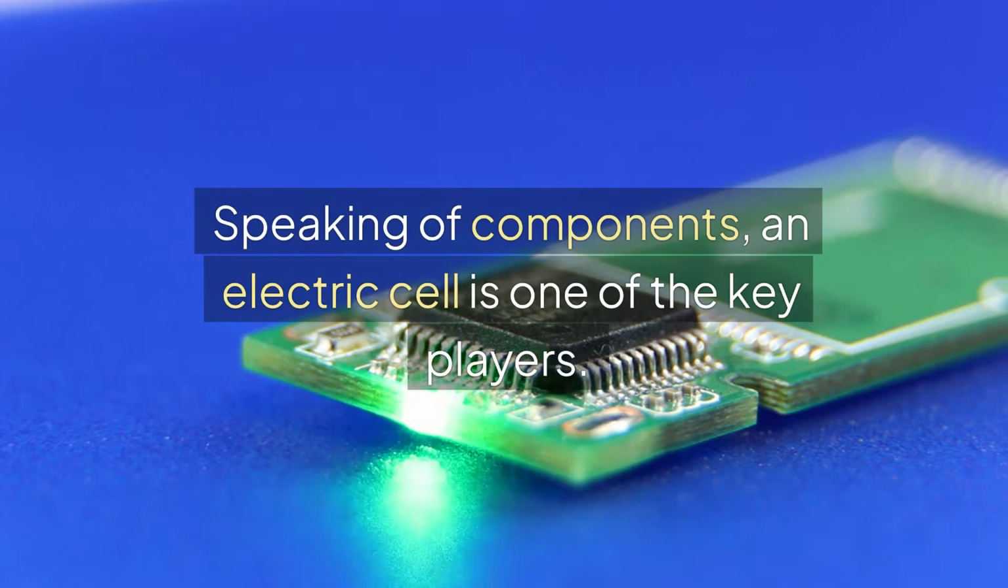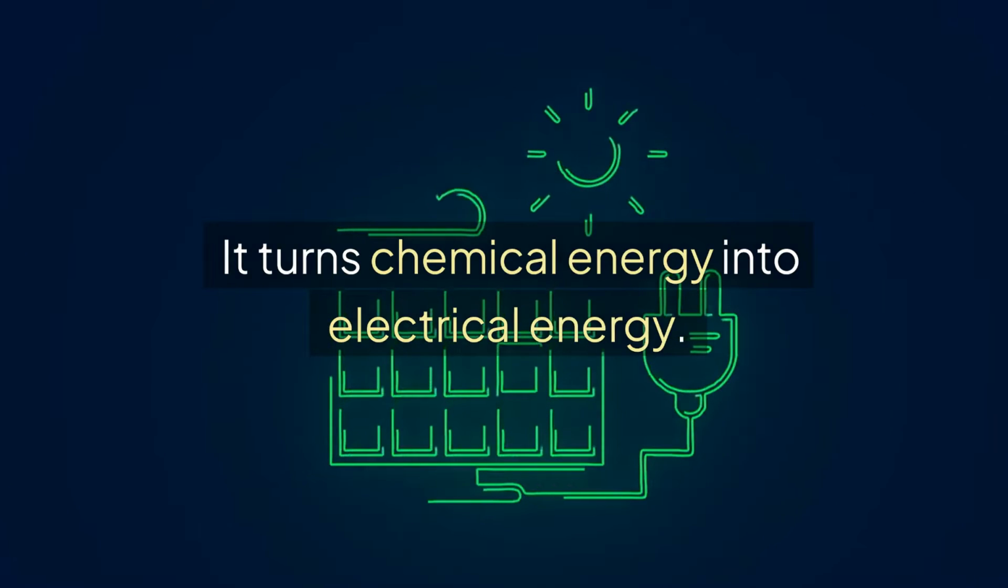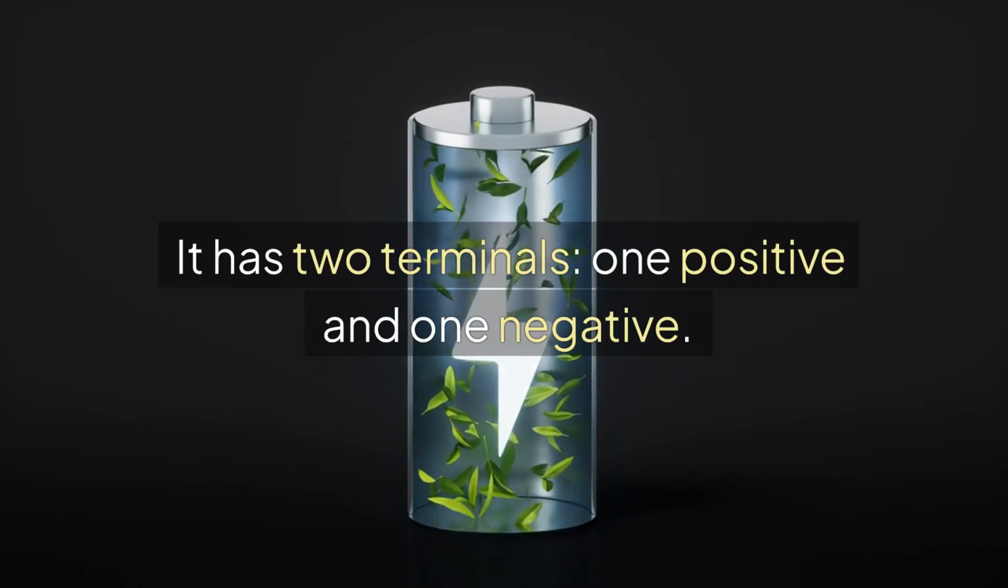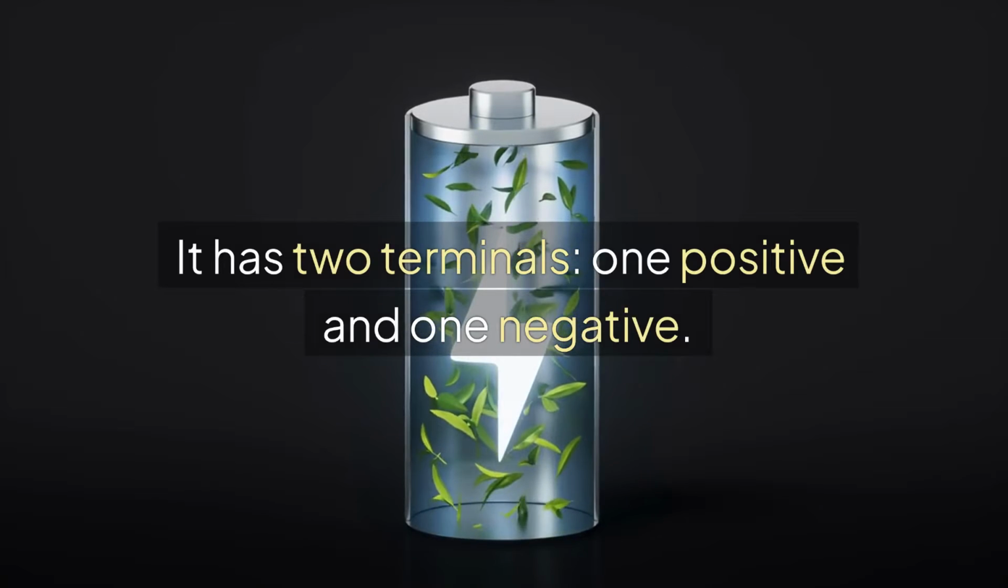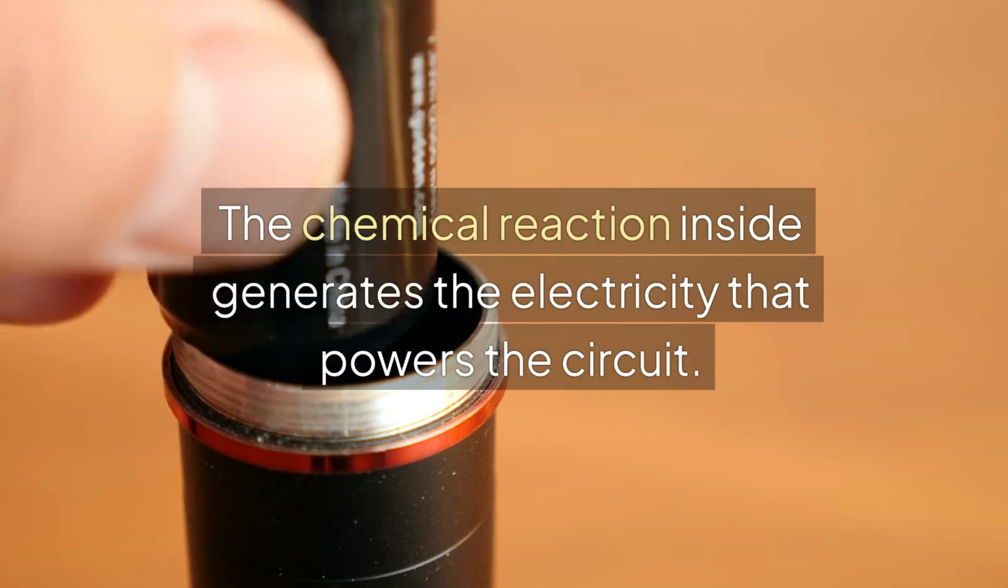Speaking of components, an electric cell is one of the key players. It turns chemical energy into electrical energy. It has two terminals, one positive and one negative. The chemical reaction inside generates the electricity that powers the circuit.